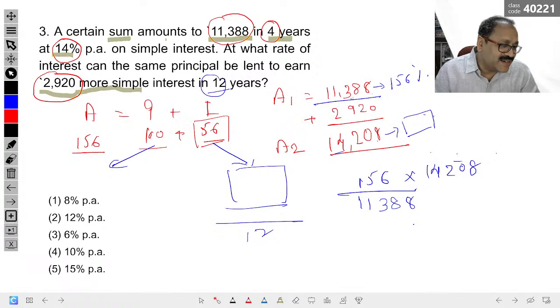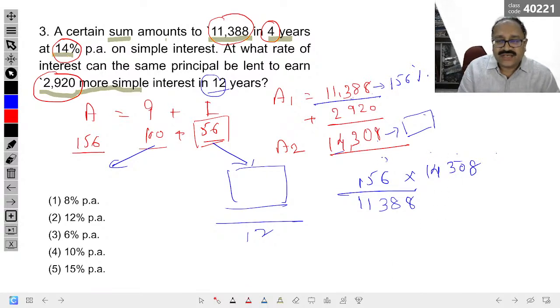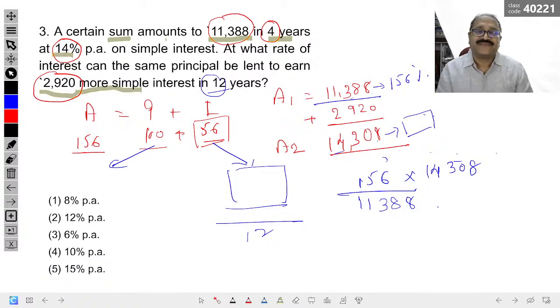Aman, sir, the amount second one is 14,308. Yeah, rightly said, my brother. Rightly said, the amount is 14,308. Thank you. Thank you.